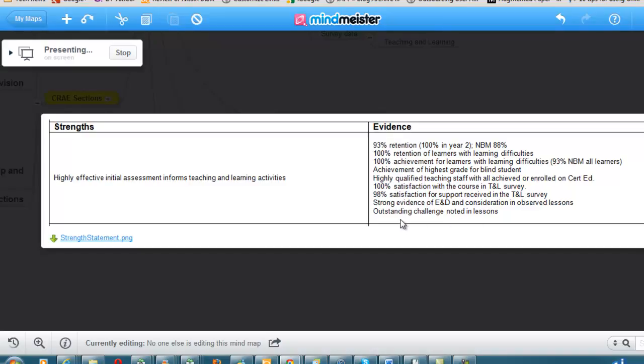Now, it's important to say that some of these statements that we've used in this particular section, where I'm making a statement about initial assessment, may also have an impact in other areas. So you may find that some of these statements are either repeated or reworded in different sections of the CRAE report. That's absolutely fine.